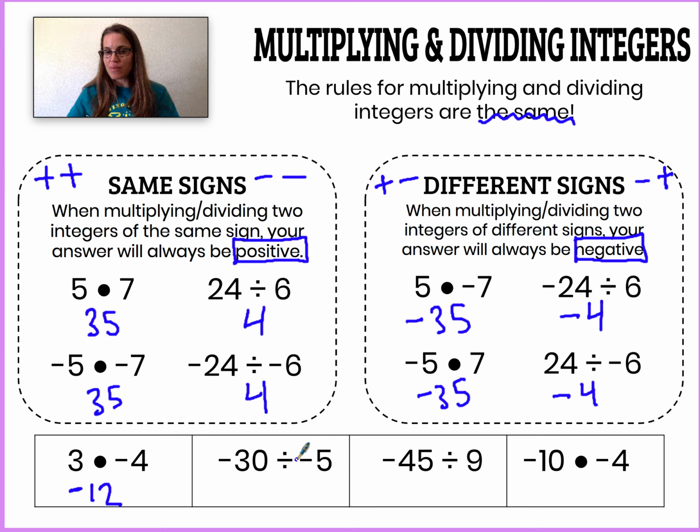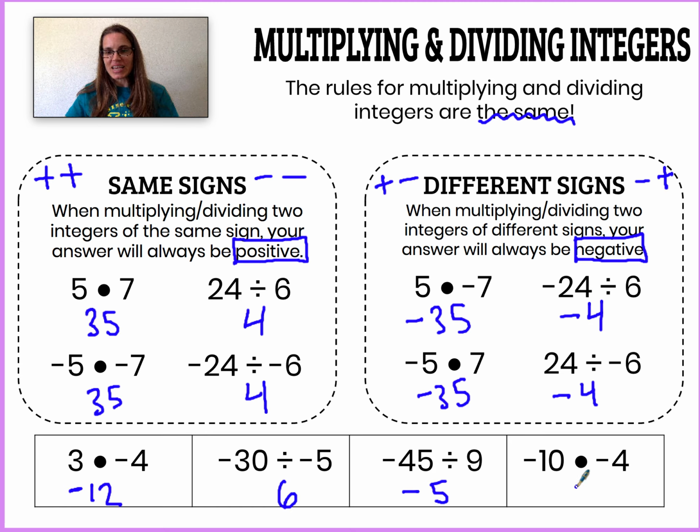Negative 30 divided by negative 5. 30 divided by 5 is always 6. And then I think, is my final answer positive or negative? Negative divided by negative, that's the same sign case, and therefore my final answer is positive. Negative 45 divided by positive 9. 45 divided by 9 is 5, and now I look at the sign of the original numbers, negative, positive. Different signs, that means my final answer is negative.